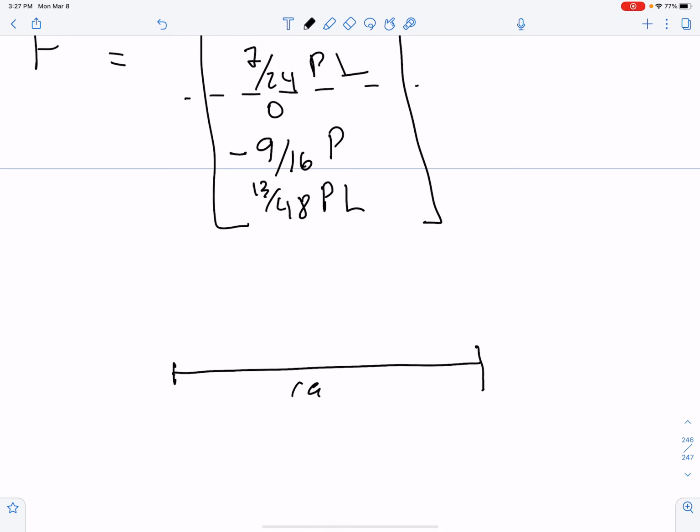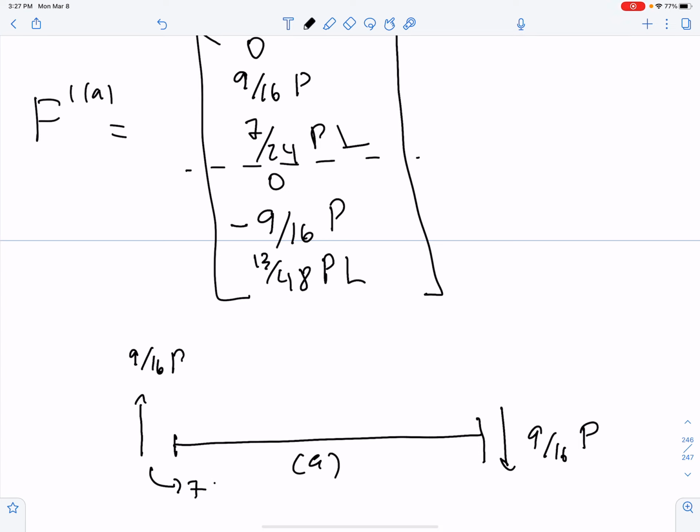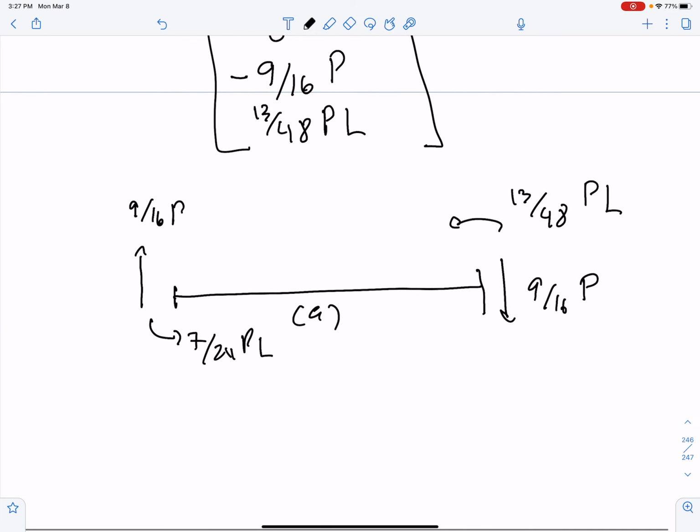So if this is our element A, we find that we have equal and opposite vertical forces, 9/16 P, 9/16 P. And then we have a moment of 7/24 PL acting like this, and then positive moment of 13/48 PL.